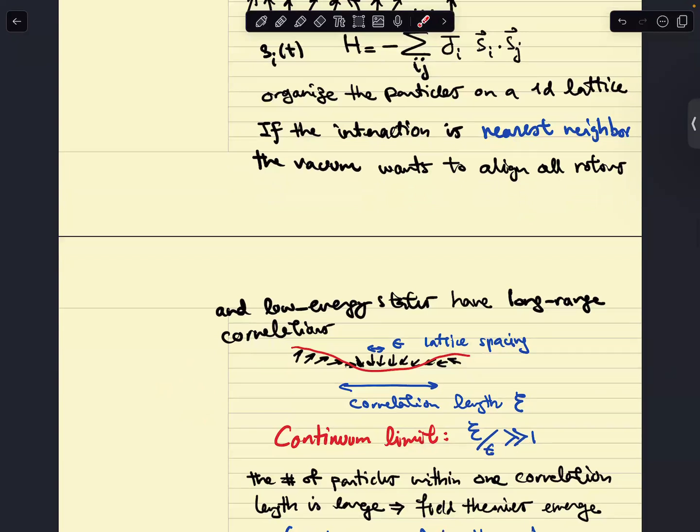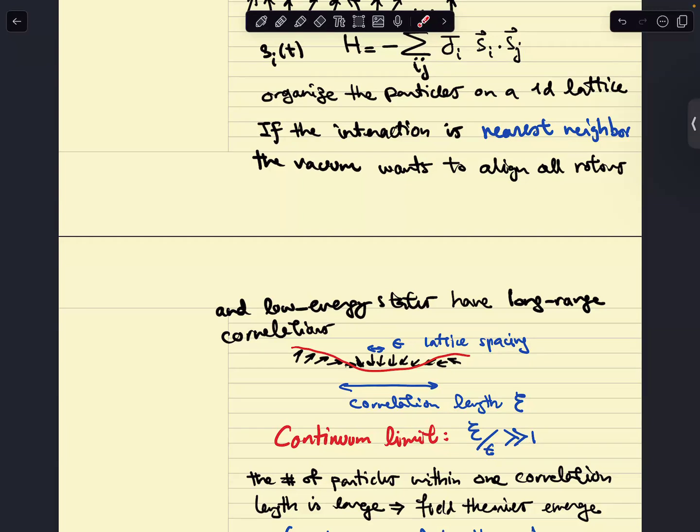In this limit, the number of degrees of freedom, the number of particles in one correlation length, is very large. So if you squint a little bit, this looks like a continuous field, right? Field theories emerge precisely in the limit where there are correlations that develop over many, many lattice sites. In these limits, field theories arise. This limit is sometimes called the continuum limit, and it arises naturally in so-called critical systems.